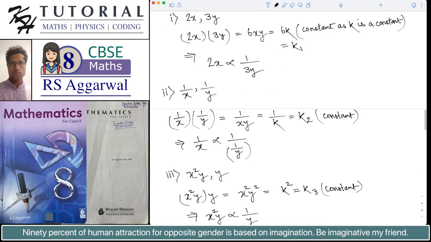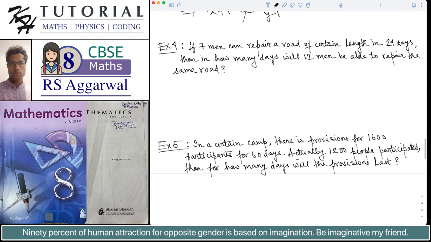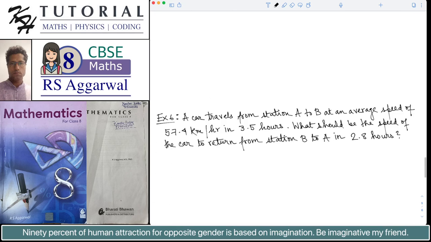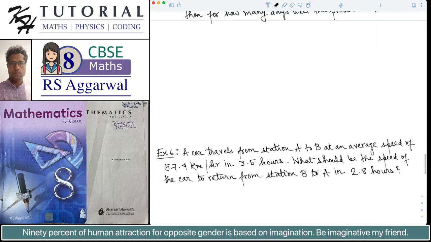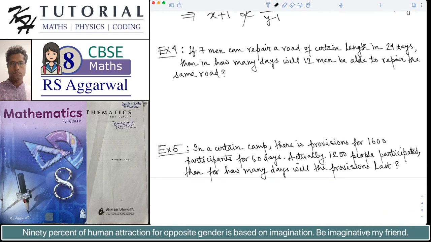Now let's solve some word problems. These are the real problems that probably you will be asked to solve. Okay, so there are how many problems left? Okay, so two more, three problems. Okay, so if 7 men can repair a road of certain length in 24 days, then in how many days will 12 men be able to repair the same road? So this is based on the concept of men, work and time.